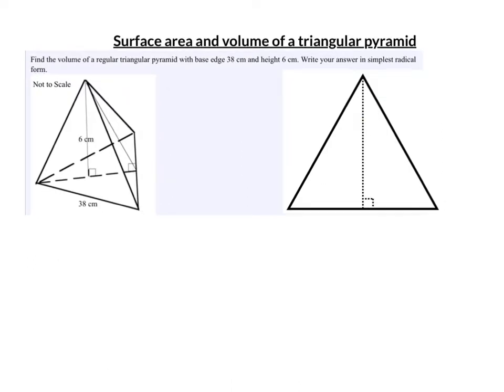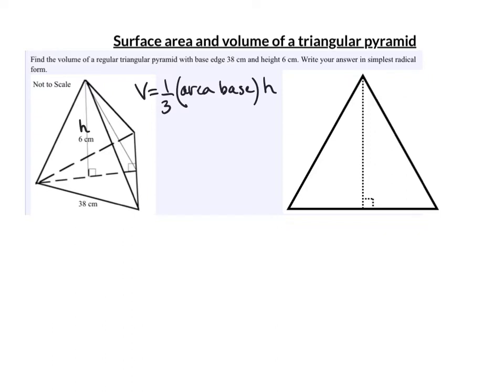Now let's take a look at the volume. Remember that the volume of a pyramid is 1/3 times the area of the base, times the height. And the height is right there, the height of the pyramid, not the slant height. The height is 6.